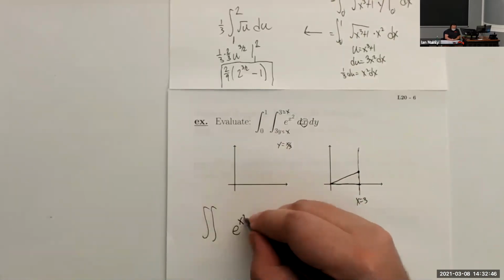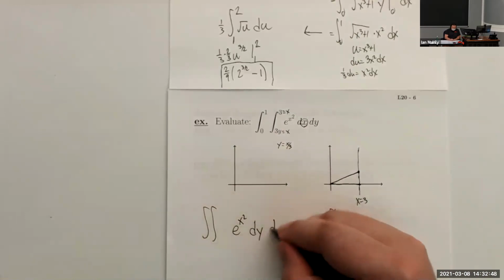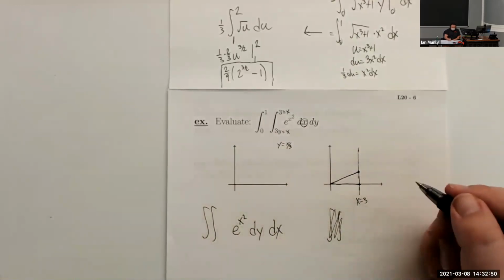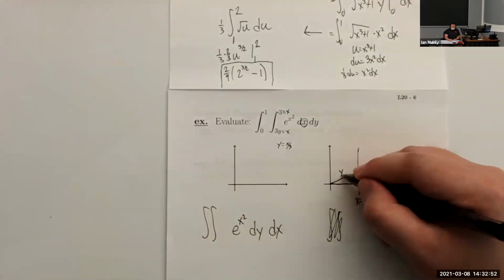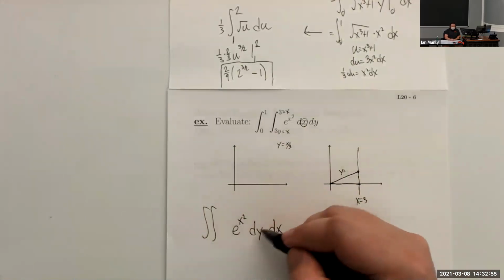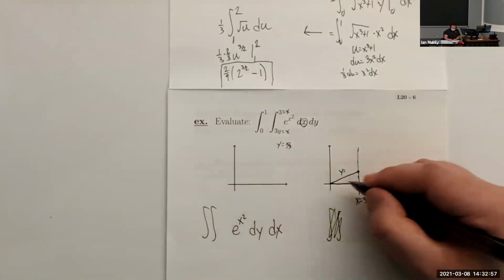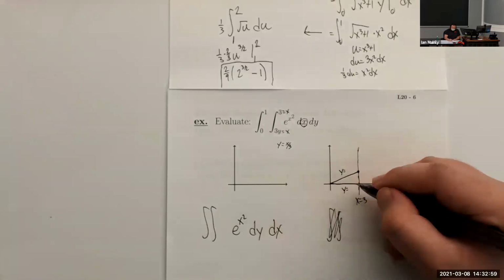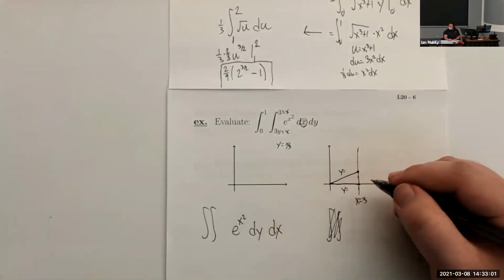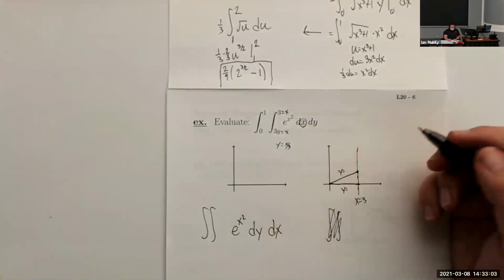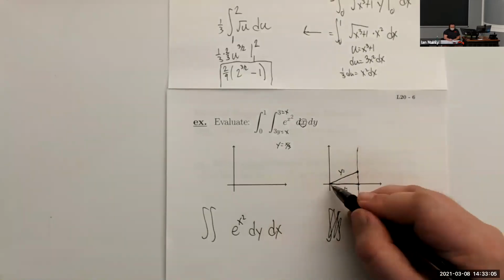So this time I want to integrate e to the x squared. I want to do it with respect to y first, and then we're going to do it with respect to x. So remember, we need to come up with our y bounds first. And if it's the first thing being integrated, they're going to be curves. So we have y as something as a curve, and we have y as something as a curve right here. Okay, so what is y going to equal?